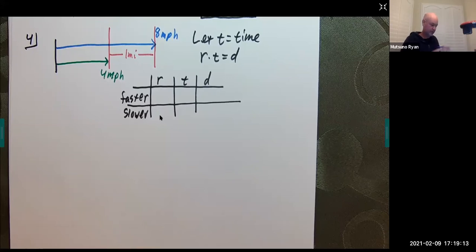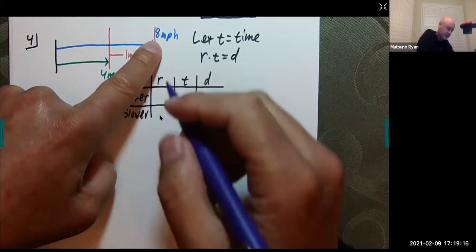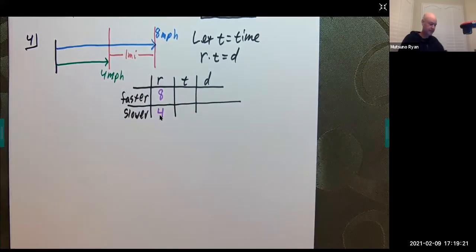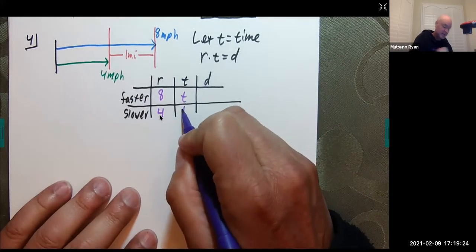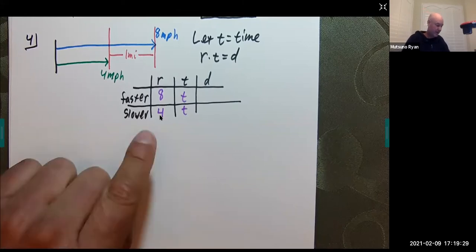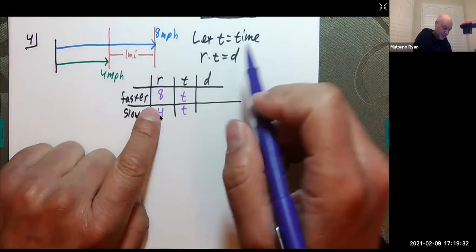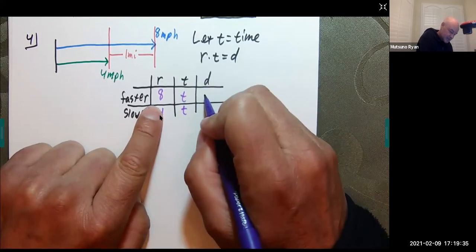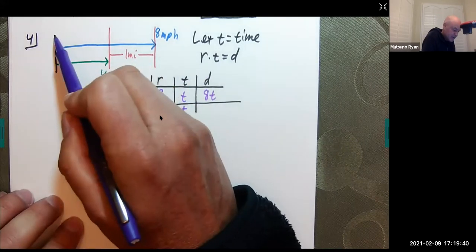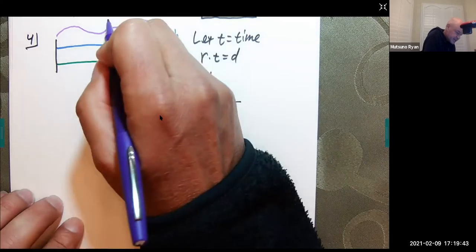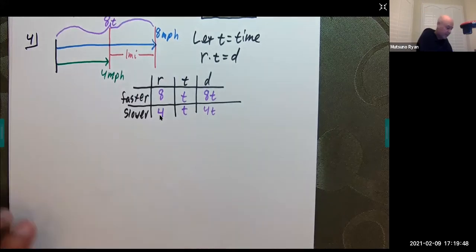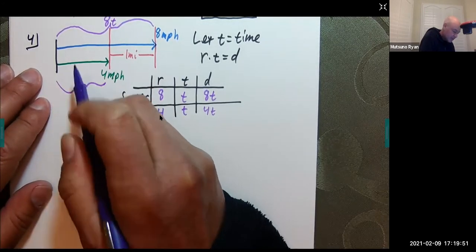We are going to use purple. So how fast does the faster person go? 8 miles an hour. The slower person is only going 4 miles an hour. The time t is what we're looking for. We don't know what that is. Now, how far does the faster person go? Well, if I use my formula and do rate times time to get distance, that's going to be 8t. So this total distance here is a distance of 8t. The distance from here to here is 4t.